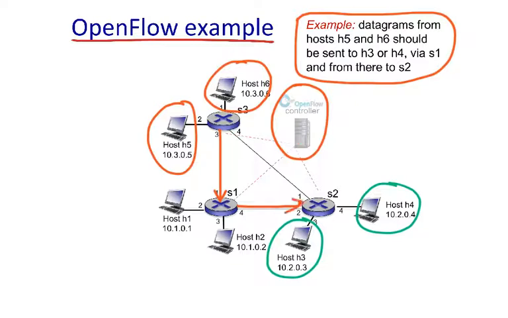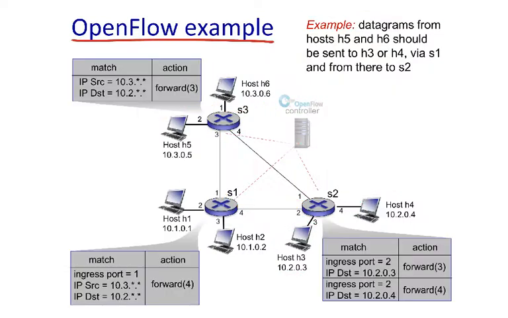We are specifying a unique path from S3 to S1, from S1 to S2. So we have to create the 3 flow tables on S3, S1, and S2. And this is the result. S3 has this flow table.